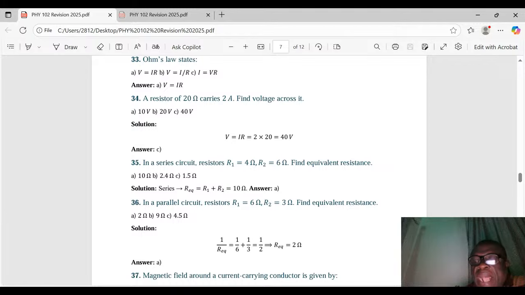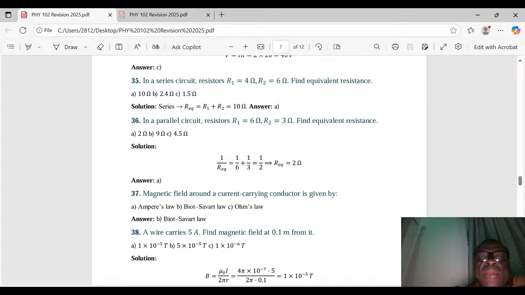35. In a series circuit, R1 is equal to 4 ohm, R2 is equal to 6 ohm. Find the equivalent resistance. What is another name for equivalent resistance? Total resistance. When resistors are connected in series, you simply add. So look at the solution. R equivalent is equal to R1 plus R2, which is equal to 4 plus 6, which will give us 10 ohm, so A is the correct answer.